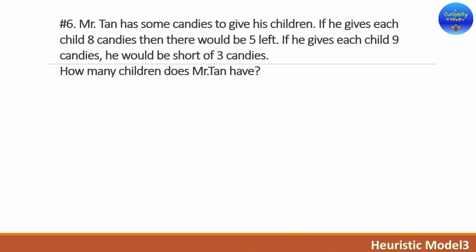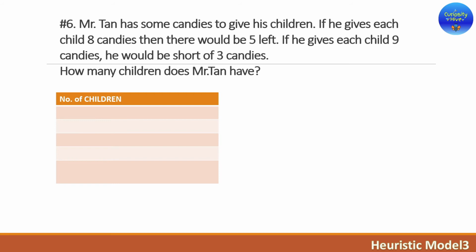Let's look at the next question, which uses the same method. Well, if you want, you can pause and try it yourself. Let me go ahead and solve this for you. This question reads that Mr. Tan has some candies to give his children. If he gives each child 8 candies, then there would be 5 left. If he gives each child 9 candies, he would be short of 3 candies. How many children does Mr. Tan have? Now again, in these kinds of questions, it will always present to you 2 such scenarios and you need to check the numbers for both these scenarios.